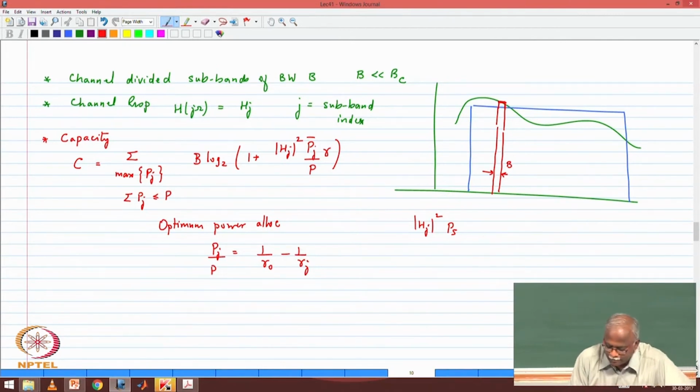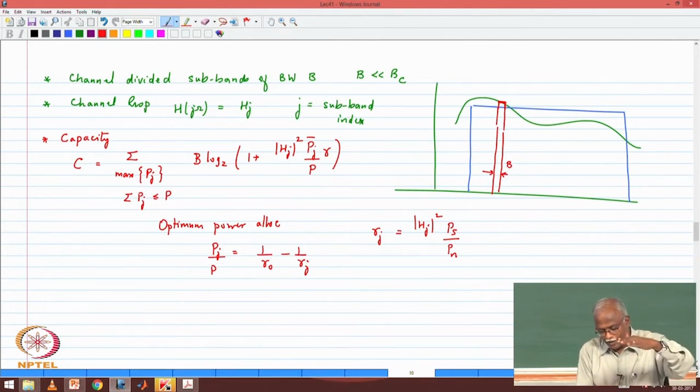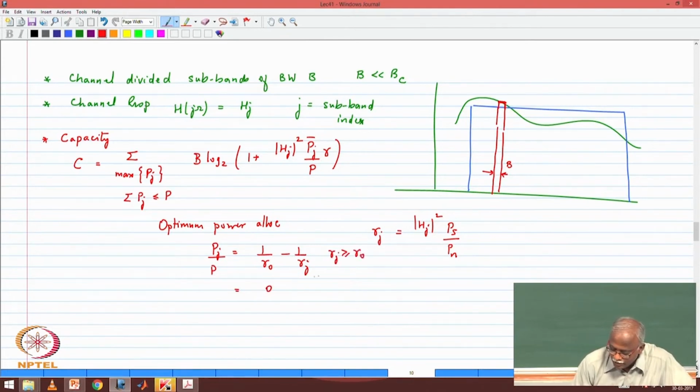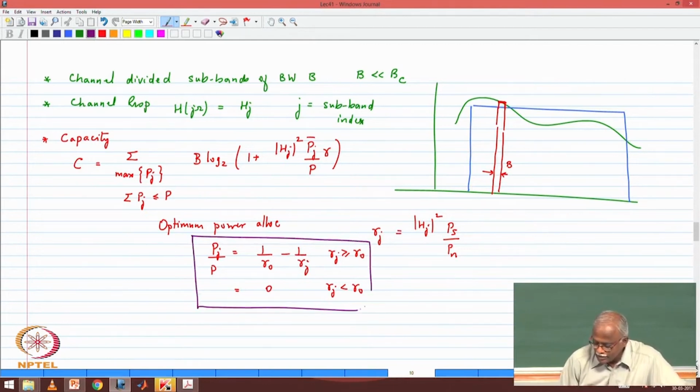So, always clarify that. So, how will gamma j be defined? This divided by Pn will be gamma j. Okay. And based on gamma j, I will then decide to either allocate more power or less power, and that will be the resultant signal. Okay. And of course, this will be equal to 0 for gamma j less than gamma naught, and this is for gamma j greater than or equal to gamma naught. So, this is the optimum power allocation, and this is how we have achieved the capacity.